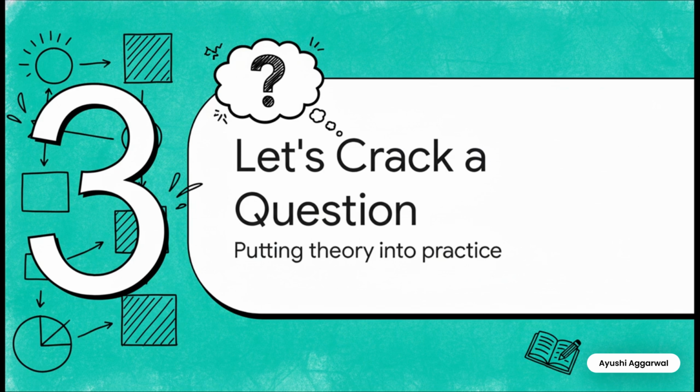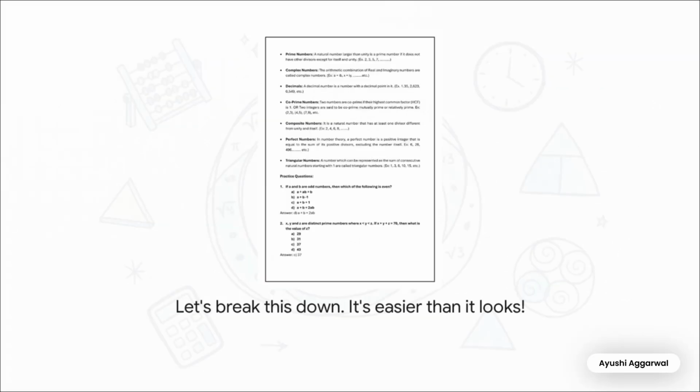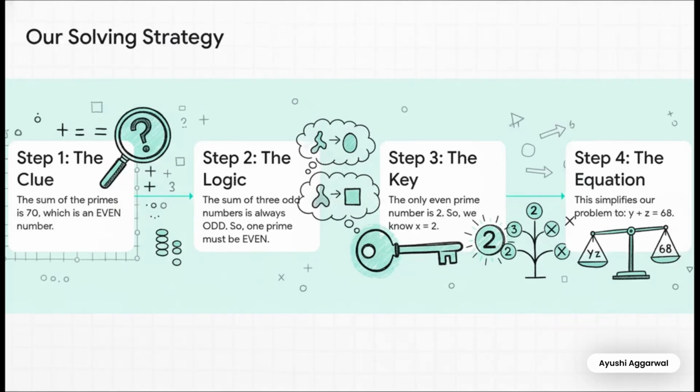Are you ready? Okay, so here's our question. Go ahead, take a moment and read it carefully. We're given 3 distinct prime numbers, x, y, and z, and we know their sum is 70. Our job is to find the value of z, which is the largest of the 3. Now, I know it might look a little tricky at first glance, but I promise you it's really not. Okay, let's break this down together step by step.